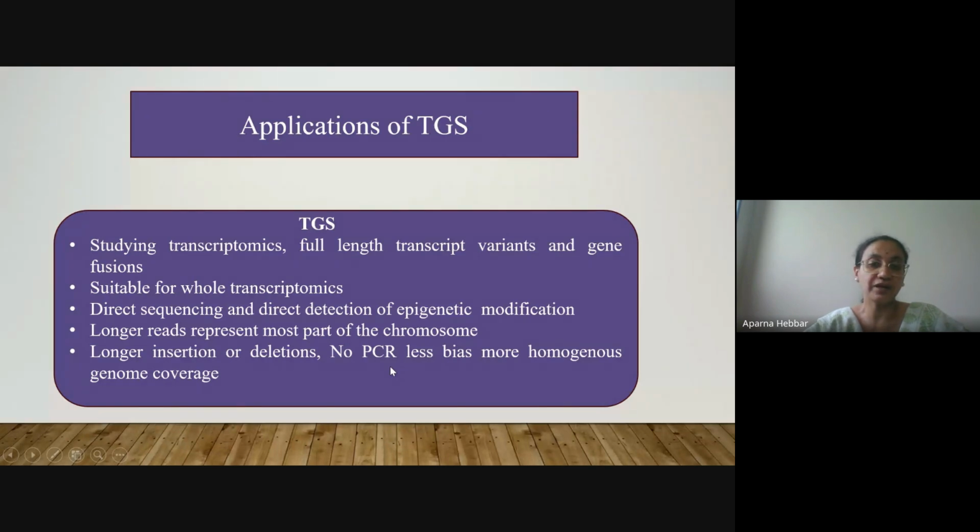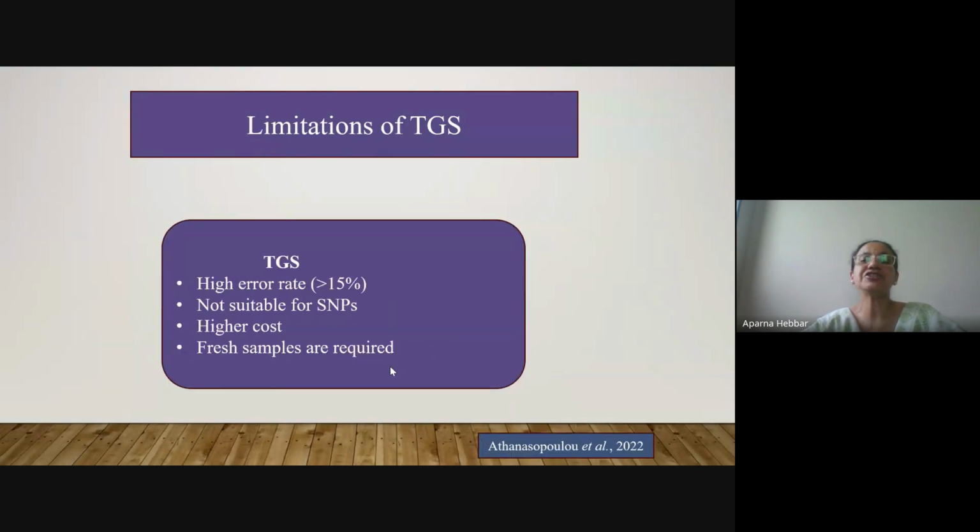There is no PCR bias because no PCR technique is involved here. It is a direct sequencing method. There is no PCR bias, and homogeneous genome coverage will be there. Then the limitations of TGS: the error rate is more than 15%, and definitely it is not suitable for SNPs. Small single nucleotide polymorphisms can't be analyzed by TGS. Only NGS is helpful for this.